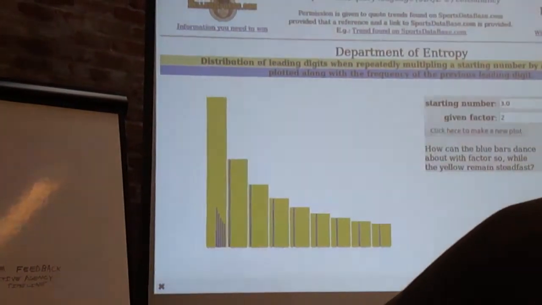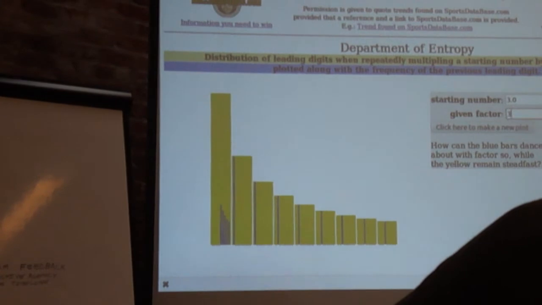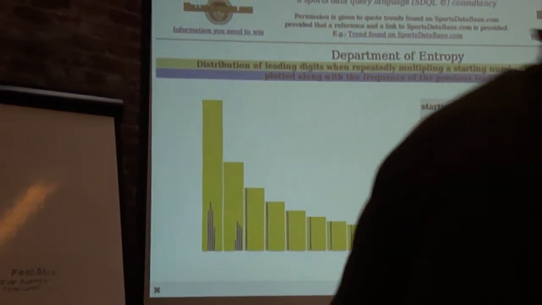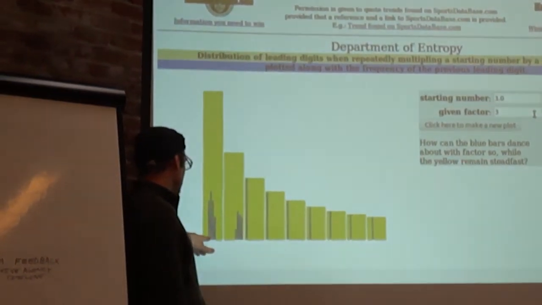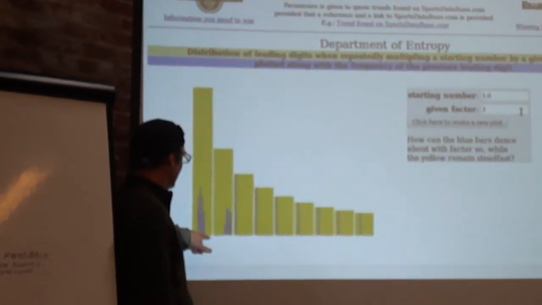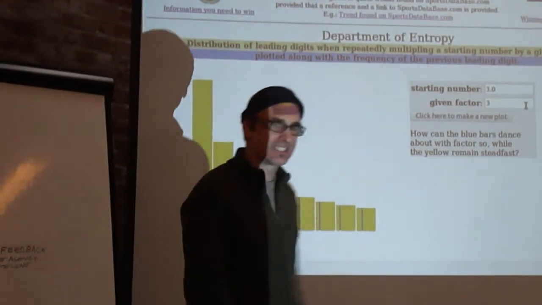But the thing that I thought was kind of funny is if you multiply by different numbers, the blue bars dance around quite a bit. So if you multiply by 3, you have all these different ways to get to a 1, right? You can get to 1 if your preceding digit was a 3, 4, 5, or 6. You can get to 2 if you had a 5, 6, 7, or 8, or 6, 8, 8, or 9.